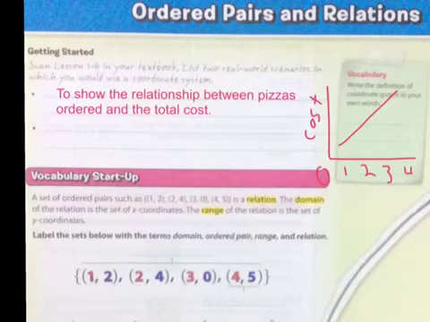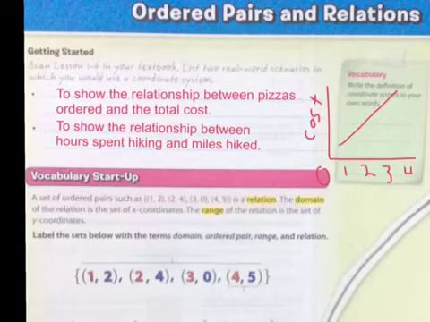Another one can compare distance and time. For example, if we went on a hike, we can compare how many miles we hiked to hours. So we could show the relationship between hours spent hiking and the miles hiked. So I could have the hours along the bottom and how many miles along the y-axis. Okay, so my domain would be hours and my range would be number of miles, and then I can show the relation between the two.